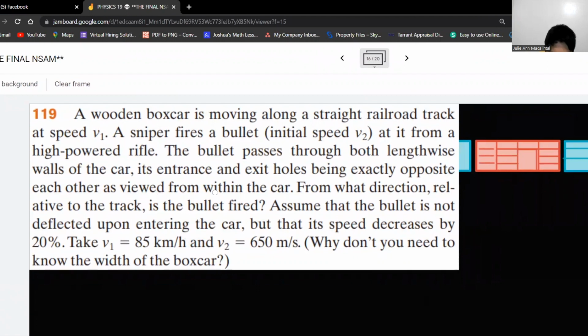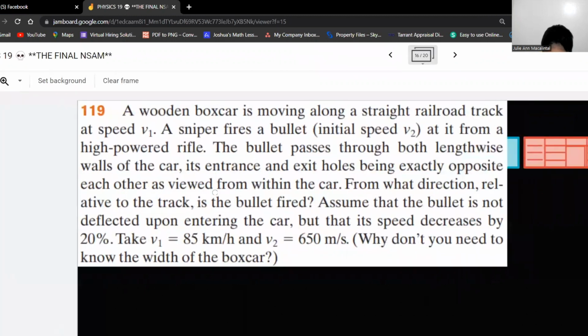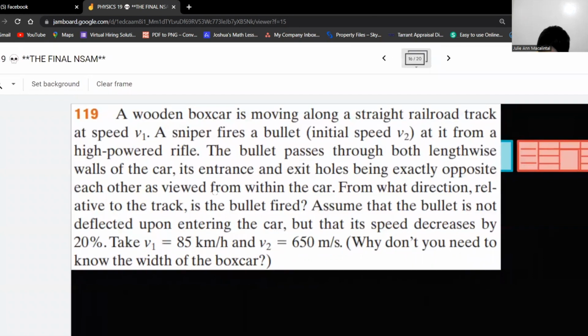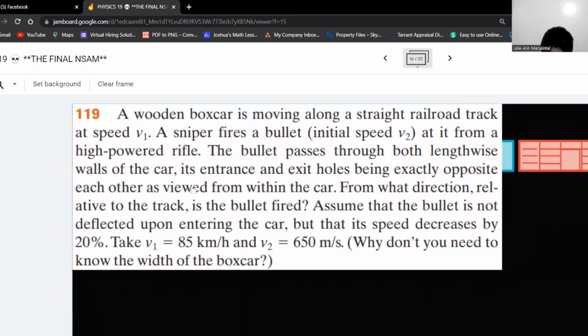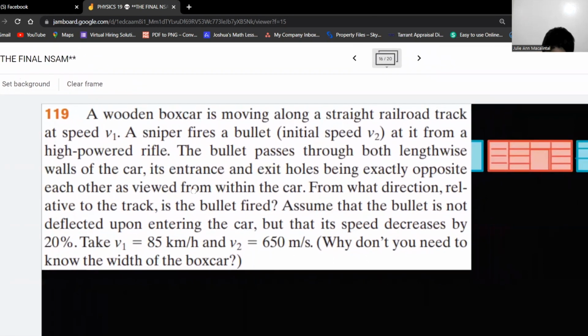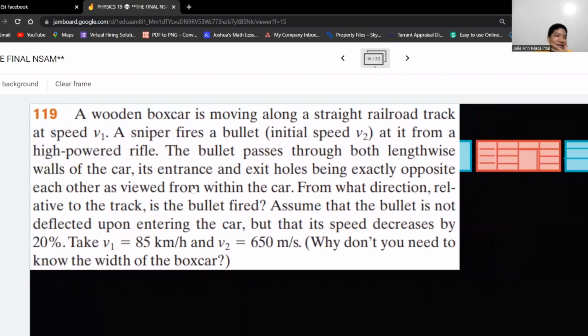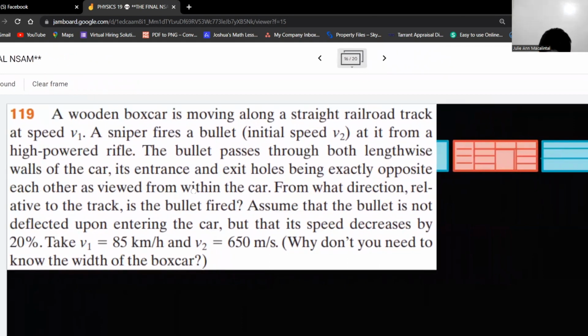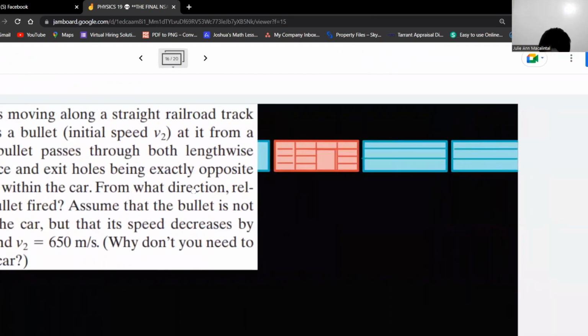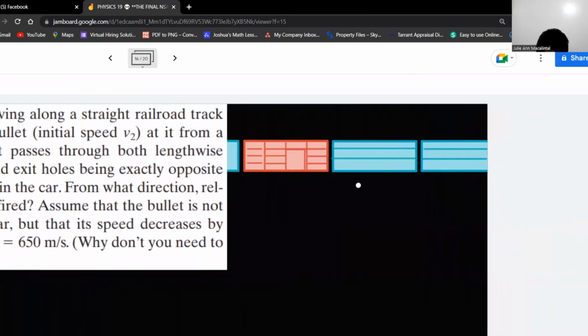The bullet. Okay, this is my type of problem. So somehow there was this sniper who fired at a wooden box cart, and for some reason, the entrance and exit holes are exactly opposite. So ballistic forensics, figure out where the sniper fired from.